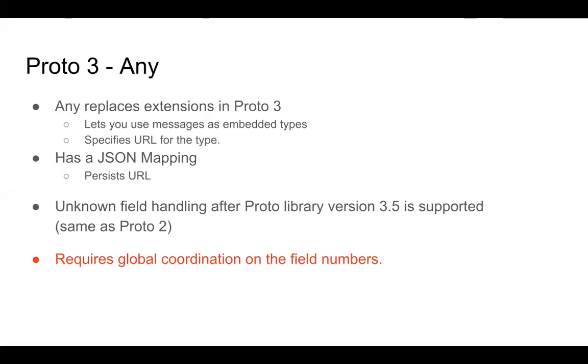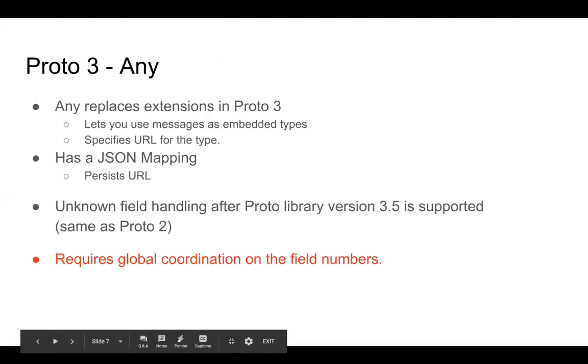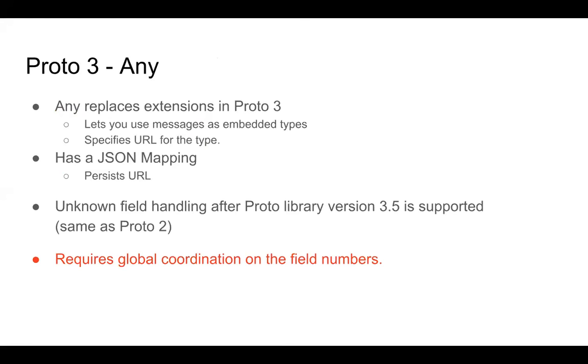Okay. So in protocol buffers v3, we got rid of extensions and replaced them with the Any type. Protocol buffers have a series of well-known types, types that implement a particular functionality and are encapsulated in a proto definition itself. So Any is a well-known type. These are types that let you build upon basic types in protocol buffers. It lets you use messages as embedded types.